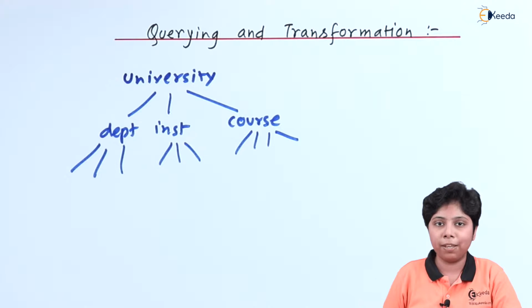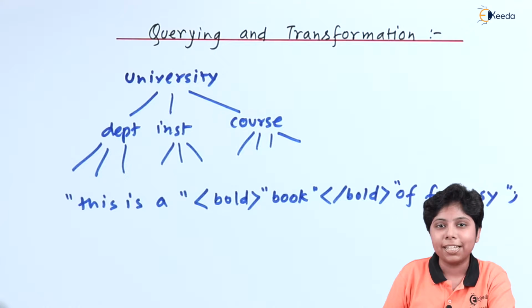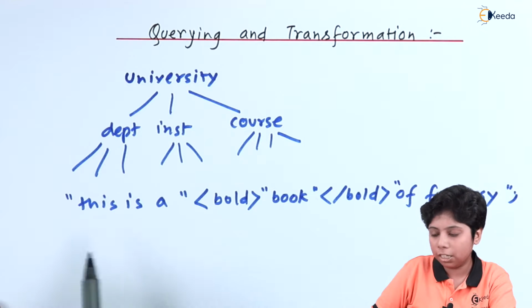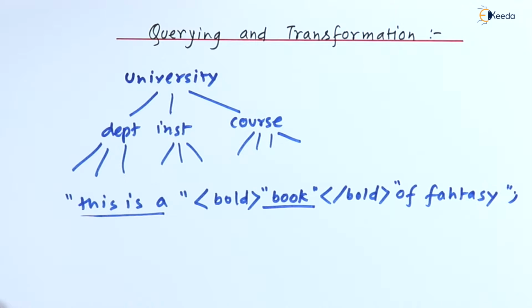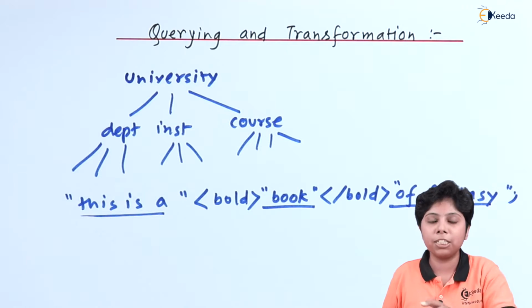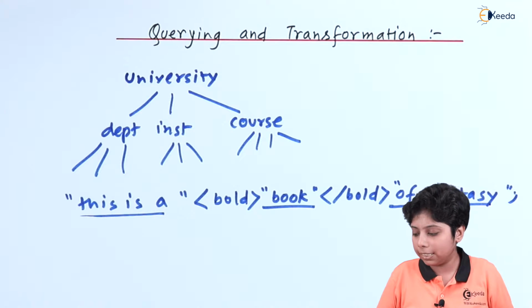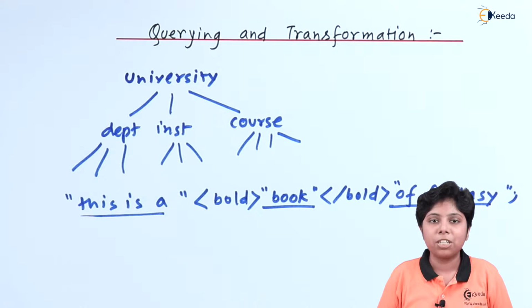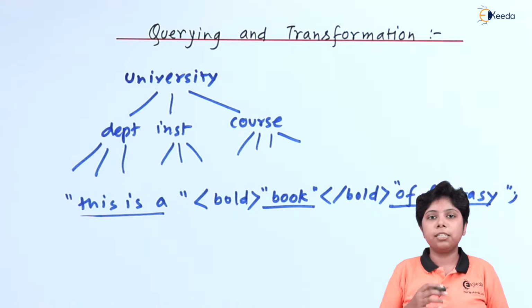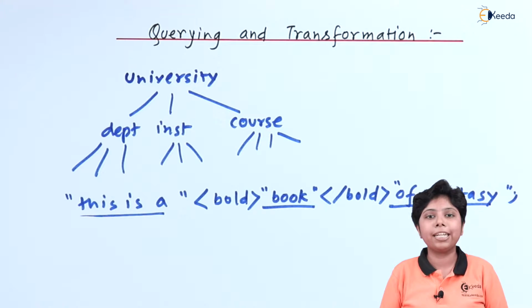Say for example, if this statement lies here, then we can say there is an exact ordering: first "this is a" will be there, after that bolded "book" will be there, and after that "of fantasy" will be there. So the exact sentence "this is a book of fantasy" will be divided into three parts following in an order. This is a book of fantasy, three constituent parts. That is followed by XML. The modeling is ordered on a hierarchy basis.